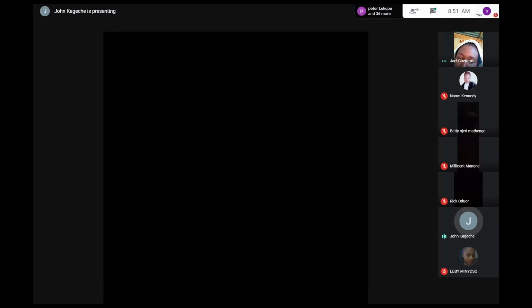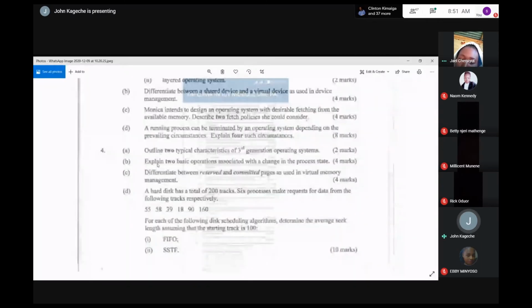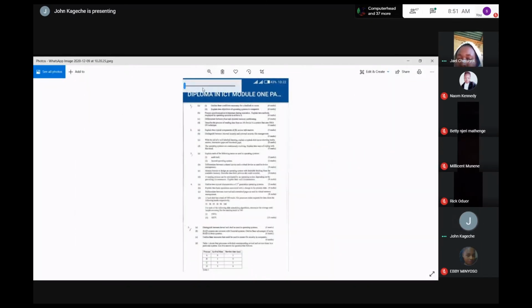So those are the 2 methods that you can use: pre-paging or demand paging. With demand paging, you're only bringing in pages into memory when a reference is made, but with pre-paging, you're bringing in more pages than are needed. Those are the 2 mechanisms that Monica could employ. Okay, we can continue.